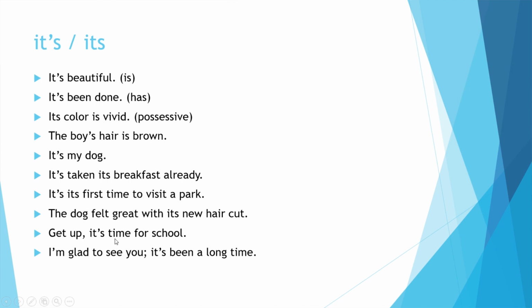Then get up. It's time for school. It's means it is. It is time for school. I'm glad to see you. It's been a long time. Here, look at this. We have past participle form of verb. So it means it has. So I'm glad to see you. It's been a long time. It means it has been a long time.